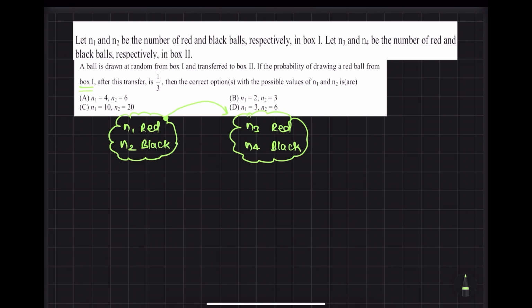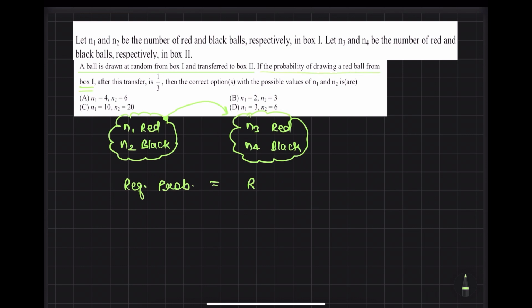Then the correct options with the possible values of n1, n2 are, now look at this, what could be the required probability? Now can I say that what we will do, we will have red means the first hand-picked ball. If you read, a ball is drawn at random from box 1 and then transferred to box 2. So from box 1 you take one ball and transfer it to the other.